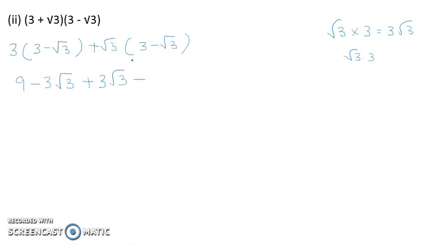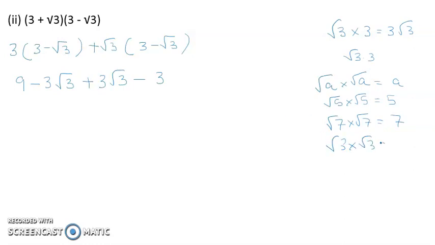Plus minus minus. Root 3 multiplied by root 3 is 3. I had explained in the previous question also. Root a into root a, this means when in square root you have same numbers, it is a. So root 5 into root 5 is equal to 5, right? Root 7 into root 7 is equal to 7. Same thing here. Root 3 multiplied by root 3 is equal to 3. So directly I'm writing 3. So don't forget this. Root 3 multiplied by 3 is 3 root 3. Plus minus minus.